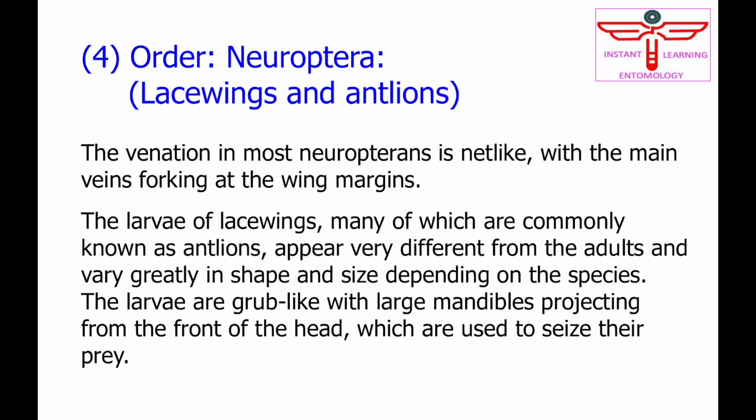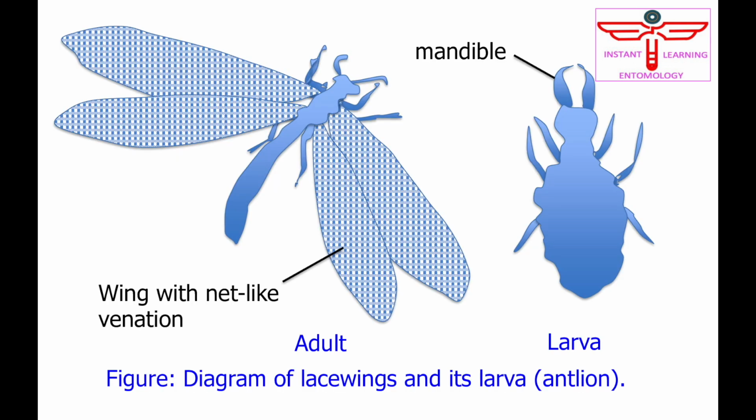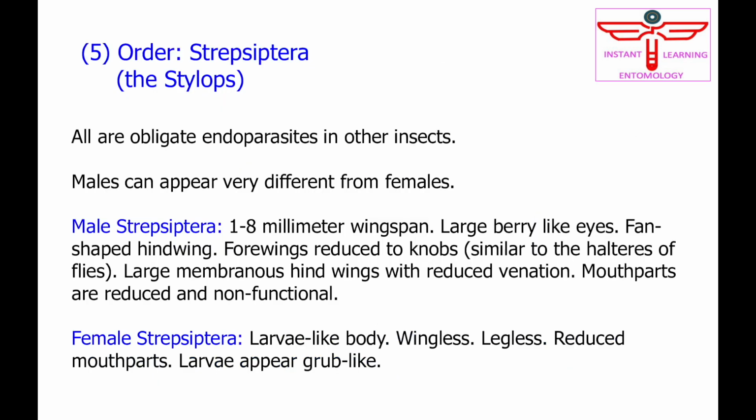Order, Neuroptera, the lacewings and antlions. The venation in most neuropterans is net-like, with the main veins forking at the wing margins. The larvae of lacewings, many of which are commonly known as antlions, appear very different from the adults and vary greatly in shape and size depending on the species. The larvae are grub-like with large mandibles projecting from the front of the head, which are used to seize their prey.